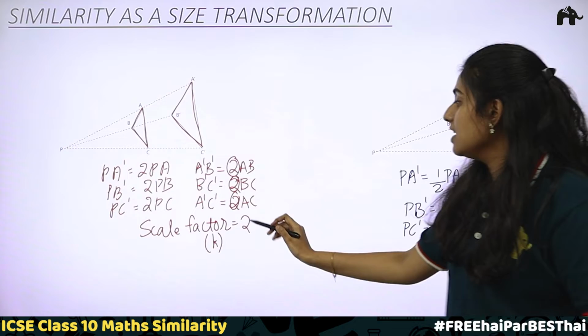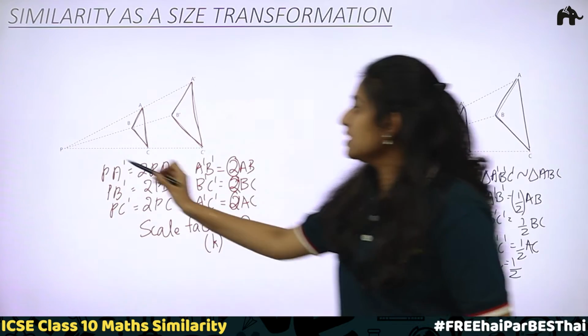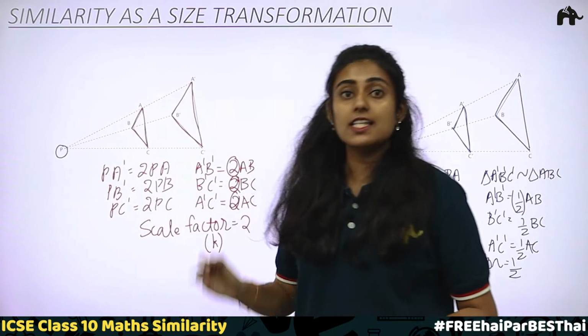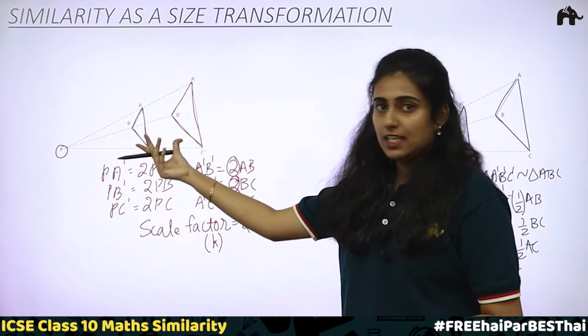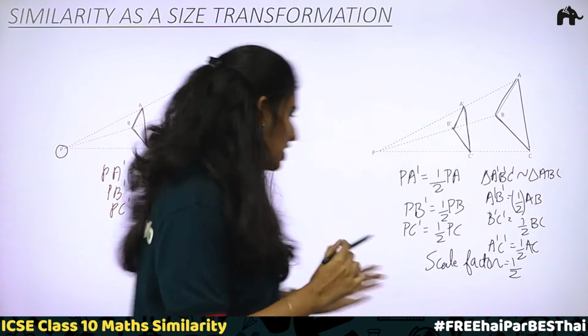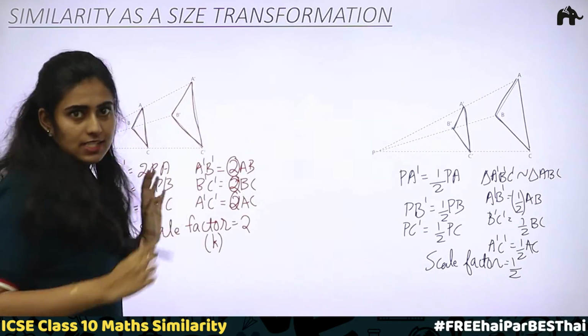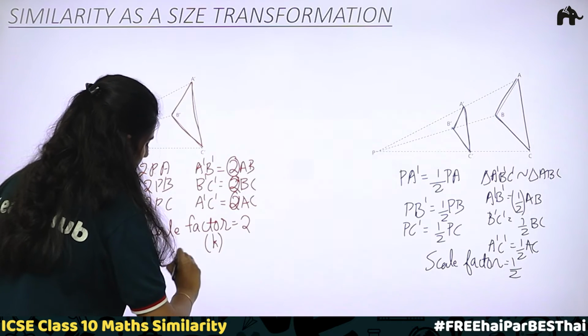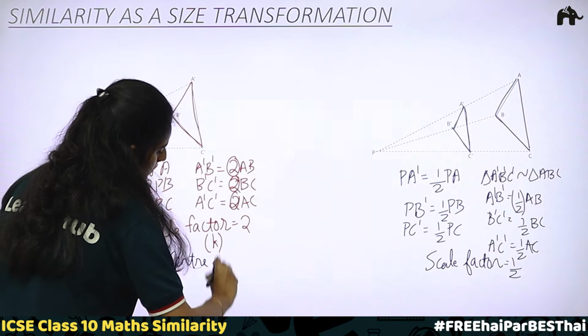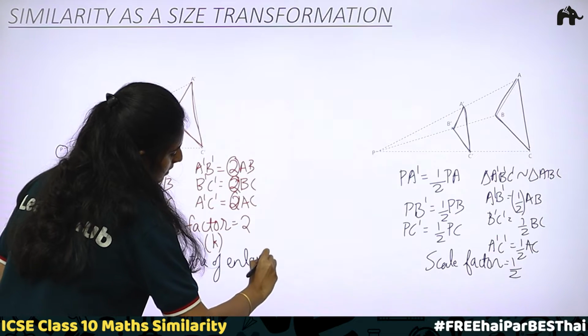In the earlier case, the scale factor is equal to 2. Now this point P is called the center of enlargement. In this case, P is the center of enlargement, with respect to which the enlarging is happening.